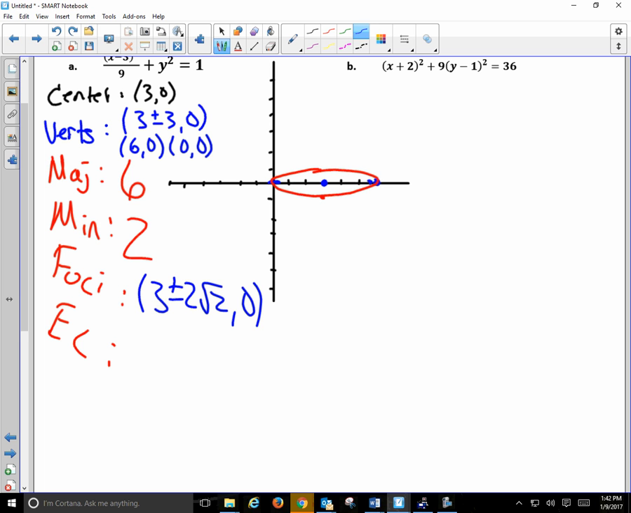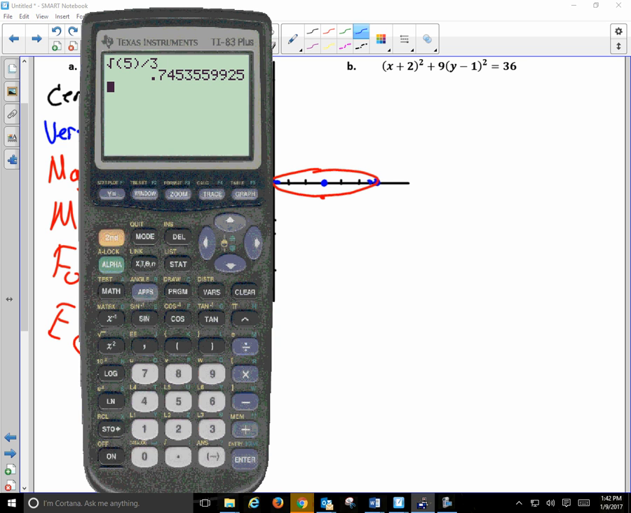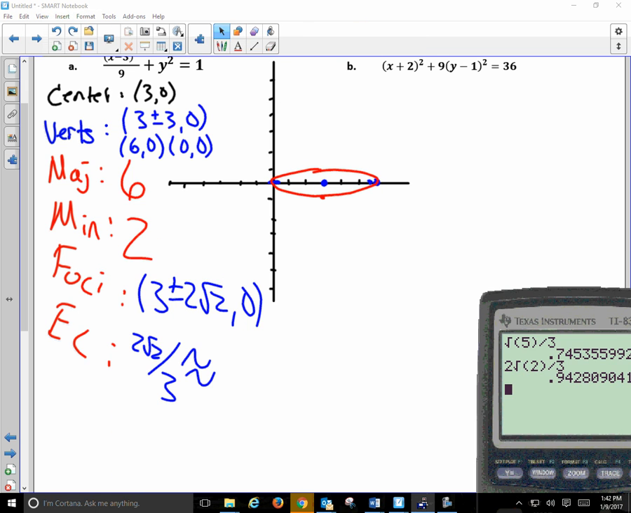And then eccentricity. I have to take c, which is 2 roots of 2, and divide it by a. What's your a value? 3. And when I divide that, it looks pretty stretched, so hopefully we should get a value that's close to 1. And we get 0.94. Wow. So we get 0.94, and you can see that looks like it's pretty stretched.